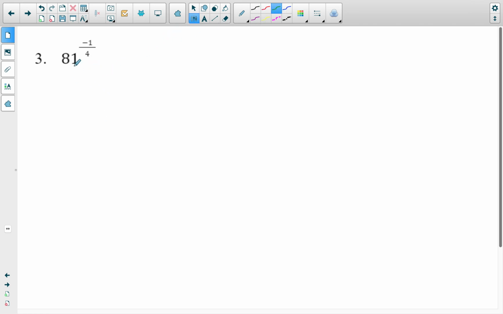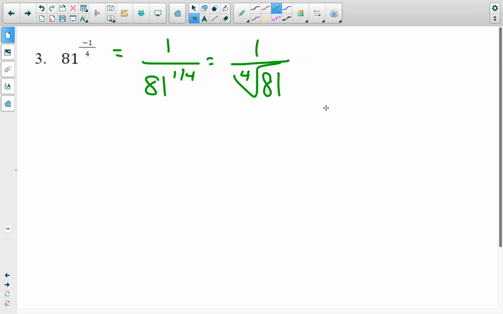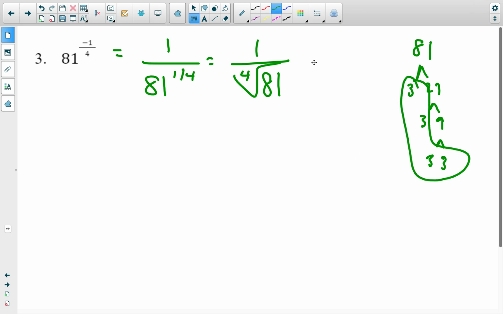So all exponent rules still apply. If we have a negative exponent, then just send your term to the basement. So this becomes 1 over 81 to the positive 1/4 power, which then becomes 1 over the 4th root of 81. And then as we simplify this 81, we're going to notice that it is actually a perfect power of 4, and this will simplify to 1 over 3.